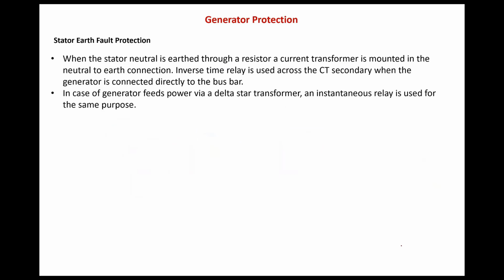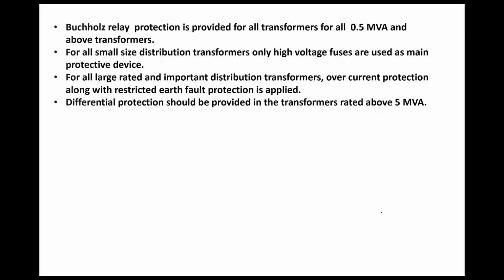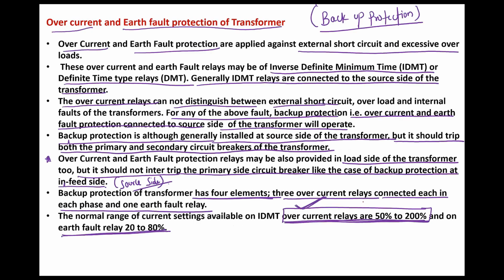Next one is stator earth fault protection. Here there are two types of earth faults. If the earth fault happens outside the generator, the scheme that we use is the same as that of the star connected transformer. So if the earth fault occurs outside the generator, then the scheme is the same that we have discussed.